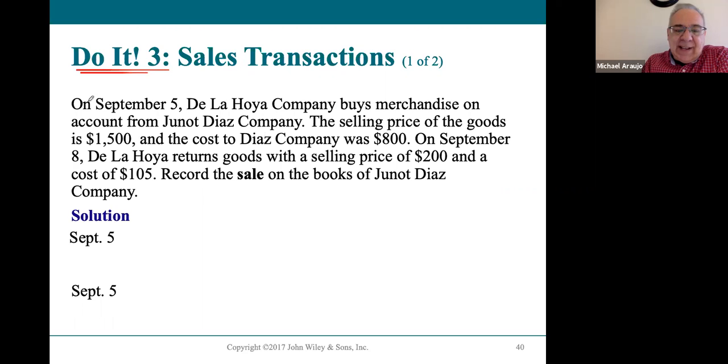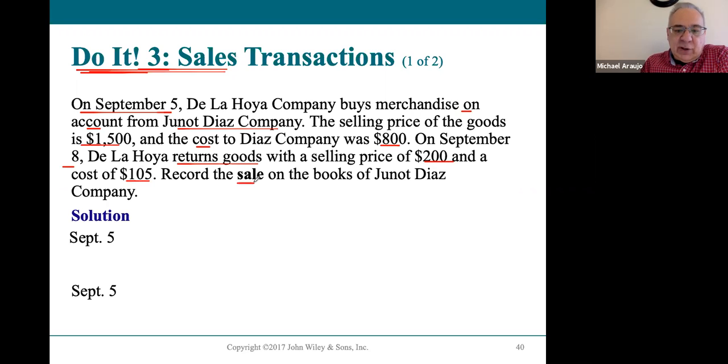Okay, here's the exact same two companies, De La Hoya and Juno Diaz. But now we're doing the exercise from the seller's perspective, right? So let's review. On the 5th of September, De La Hoya buys merchandise on account from Juno Diaz. Juno Diaz is the seller. The selling price is $1,500. The cost is $800. On the 8th of September, De La Hoya returns goods for $200. It has a cost of $105.